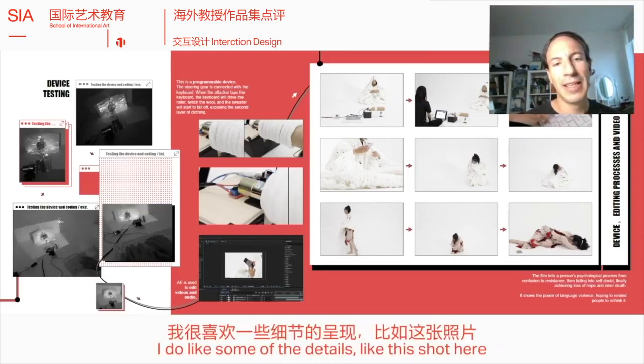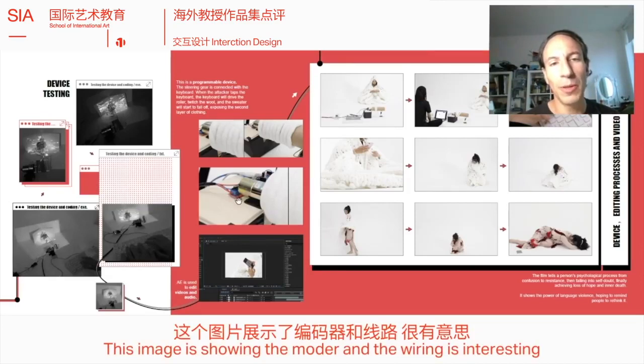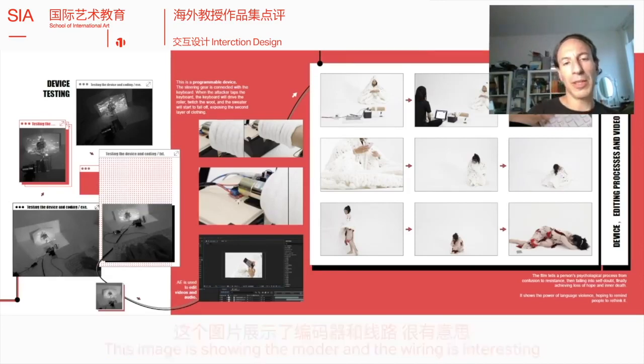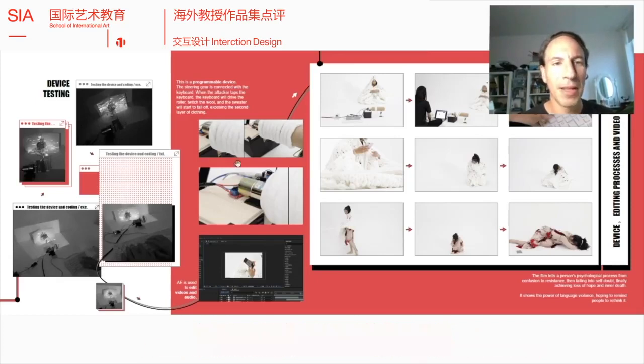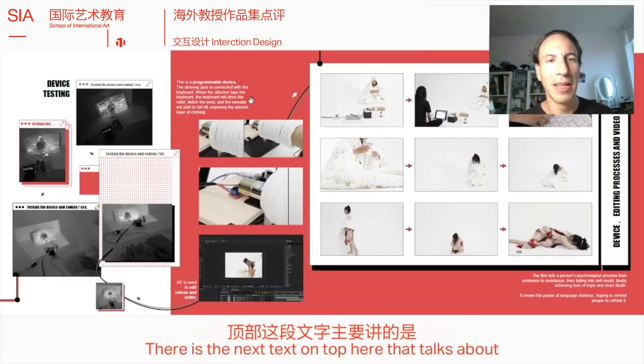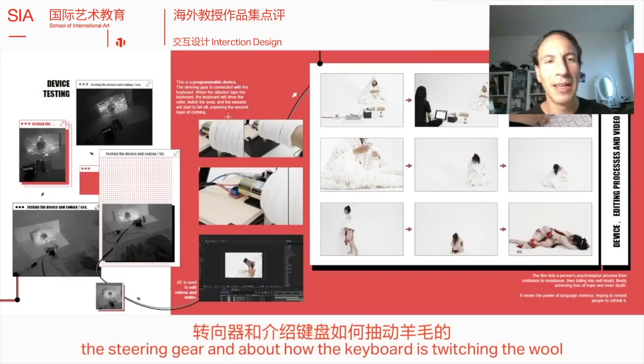I do like some of these details, like this shot here. This image showing the motor and the wiring is interesting because it shows me process and it shows me what's starting to happen. There's some nice text on top here that talks about the steering gear, and about how the keyboard is twitching the wool.